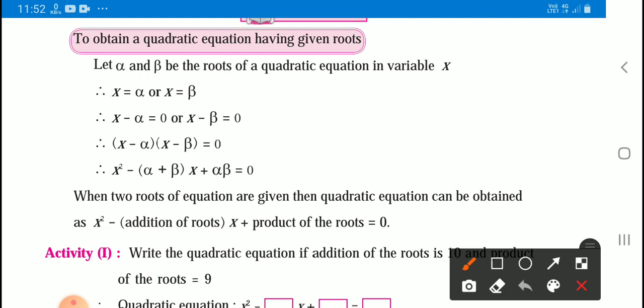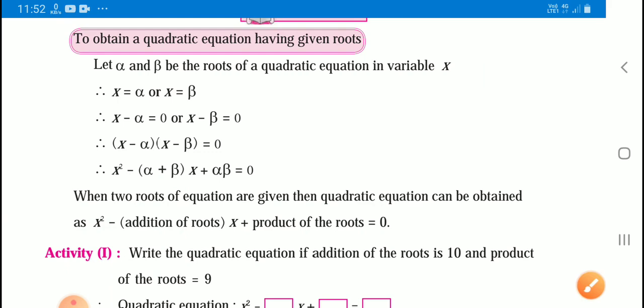If alpha and beta are the roots of the given quadratic equation and the variable is x, other than x any other variable can be used there, but just keep in mind this formula: x square minus (alpha plus beta) into x plus alpha beta is equal to 0.